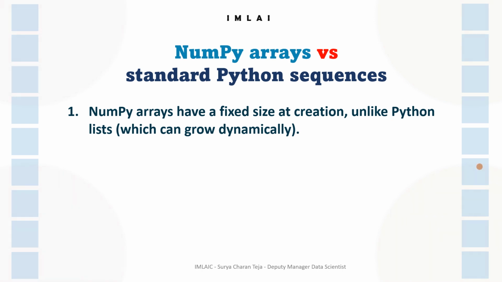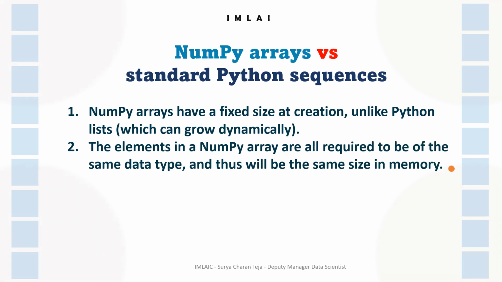Okay, and the elements in a NumPy array are all required to be of the same data type, and thus will be the same size in memory. The exception: one can have arrays of Python objects, including NumPy objects, thereby allowing for arrays of different sized elements.